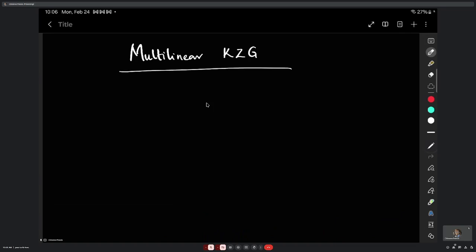Multilinear KZG, and this is actually what you're going to be using to make your GKR succinct, right? For those of us who want to implement the normal KZG, you can, but everybody must implement multilinear KZG because you need it to make your GKR succinct. So what does it mean for GKR?